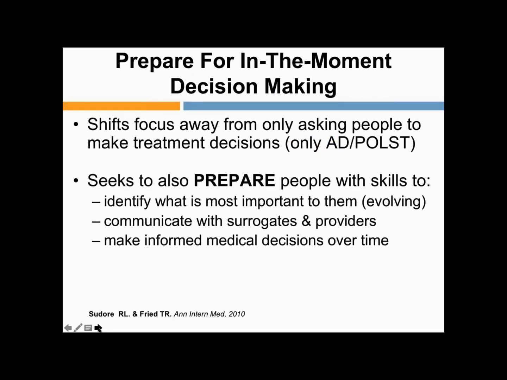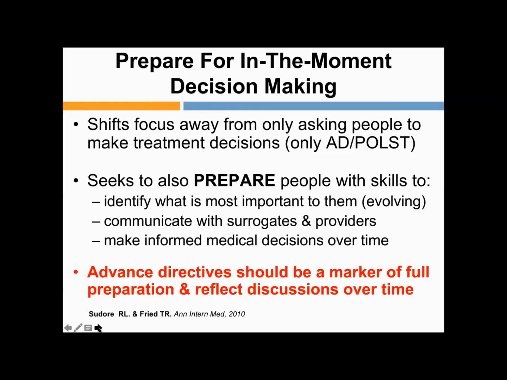And so I think what it really seeks to do is to prepare people with skills to identify what is most important to them, which is evolving over time, to communicate with surrogates and providers, and then to make informed medical decisions over time. And within this framework, advance directives are highly important, but they should really be a marker of full preparation and reflect these discussions over time.